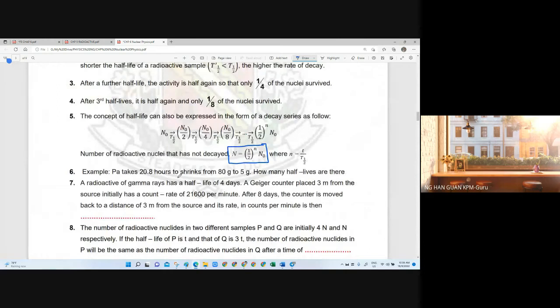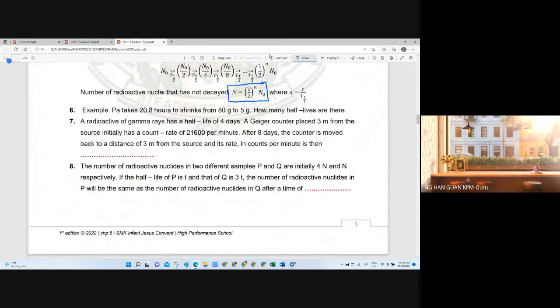Okay, so now in my module, I have three questions for you to practice. All three questions here, you can solve without the formula, just by showing the timeline. For example, let's see question 6 here. So let's try 7 and 8.